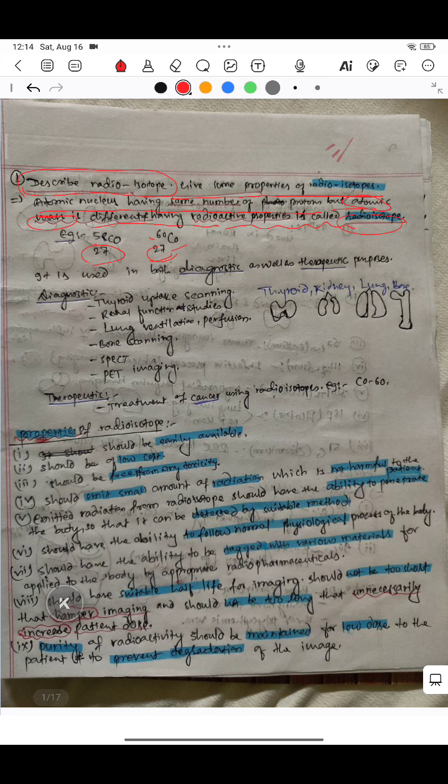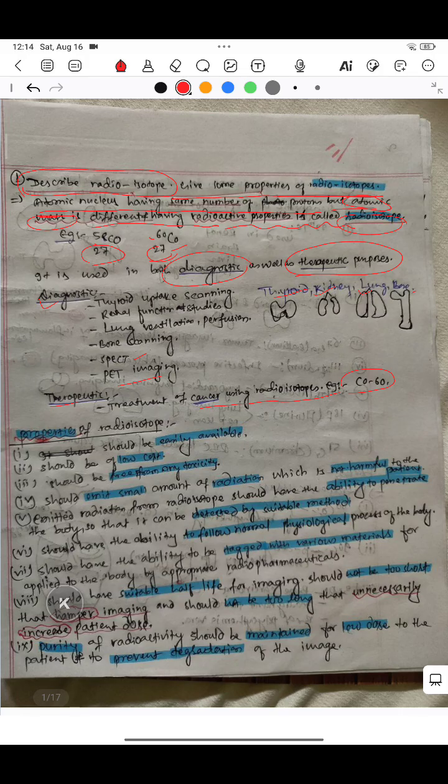Radioisotopes are used for both diagnostic and therapeutic purposes. For example, diagnostic uses include thyroid, renal function, lung perfusion and ventilation, bone scanning, and PET CT and PET imaging. Therapeutic use is the treatment of cancer using isotopes, for example cobalt 60.